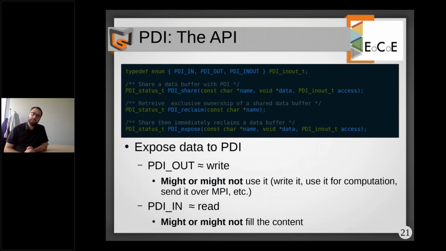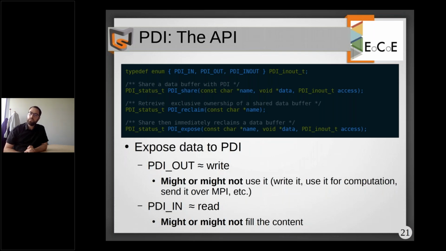of the buffer again. So basically the idea is you compute some values in an array, then you will share it so as to make it available to PDI to write to disk or to do whatever you want. And when you start reusing the buffer for computing the next time step, let's say, you do a PDI reclaim. Typically in codes, most of the time, what we've observed is that the PDI share and PDI reclaim come just one after the other. So we also provide a PDI expose that does exactly that.